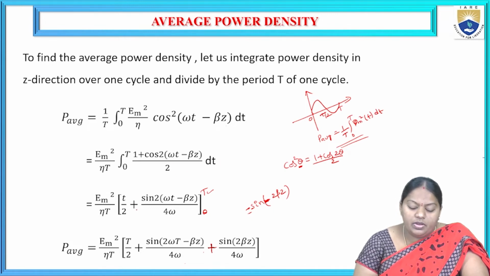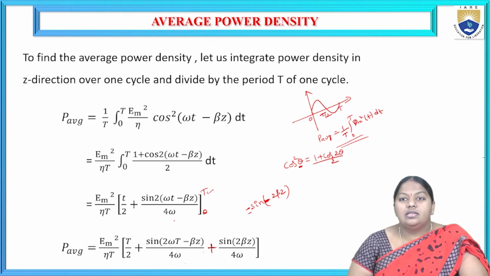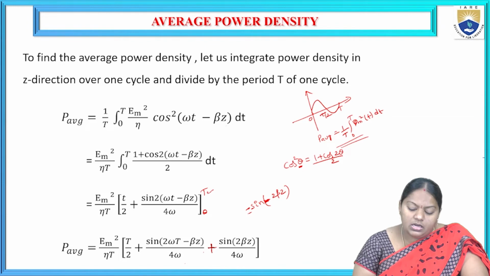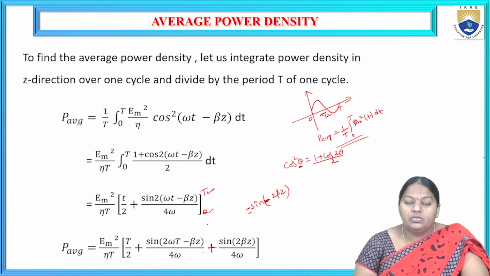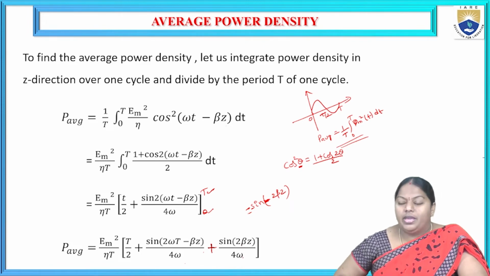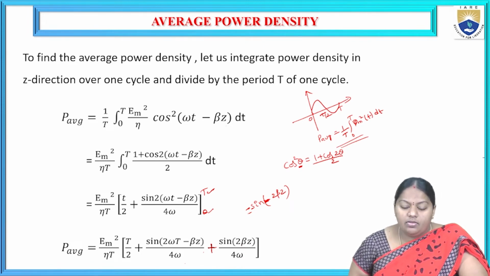Now after integration we get the value as T by 2 plus sine 2 (omega t minus beta z) by 4 omega, and substitute limits as 0 to T, where the upper limit is capital T and the lower limit is 0. So in the first case if we substitute the upper limit, we get T by 2, and for the lower limit, minus 0, its value is 0. Then plus, again in this case if we substitute the upper limit T, then sine 2 (omega T minus beta z) by 4 omega plus sine 2 beta z by 4 omega. If we substitute the lower limit as 0, then it becomes sine 2 beta z by 4 omega.